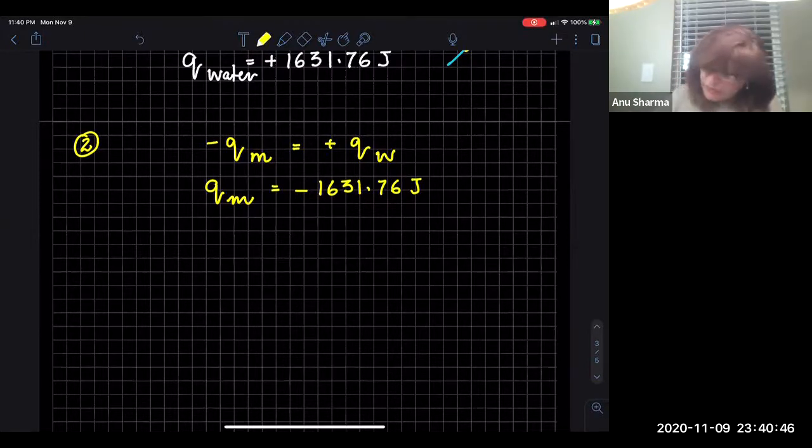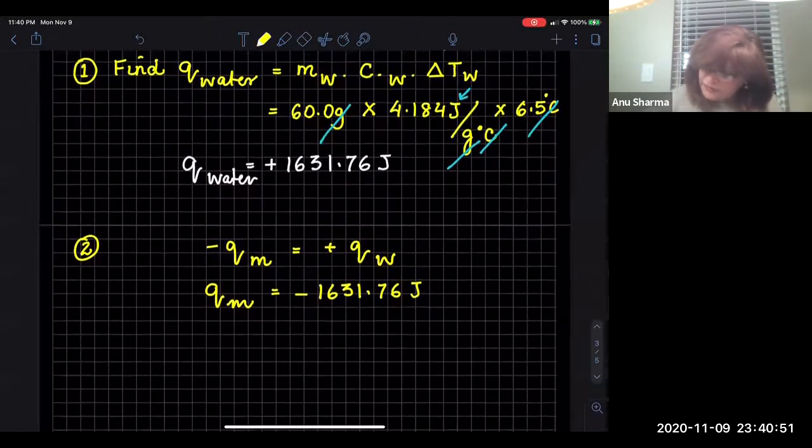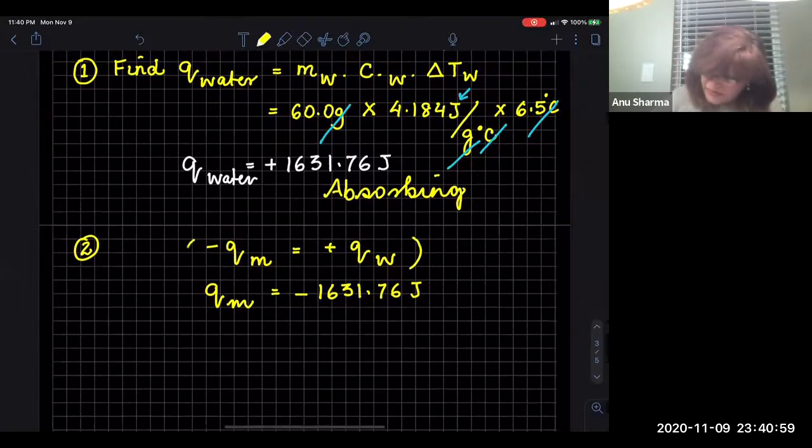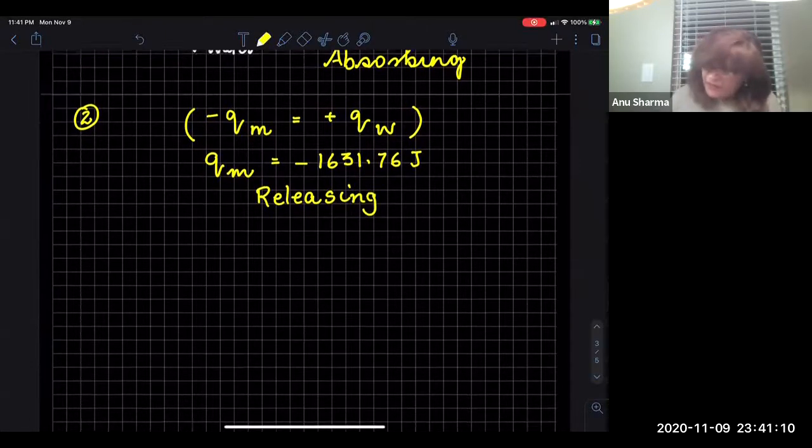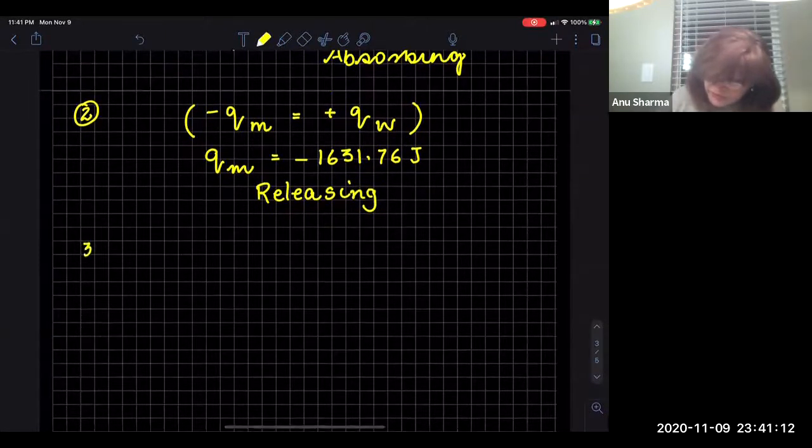Because the metal is releasing the heat, so Q of water is absorbing. Let's just put this number here. So this is absorbing heat, and this is our reference point. And this one is releasing heat. That is why the number is negative. Okay, next, now we're going to go to the third step.